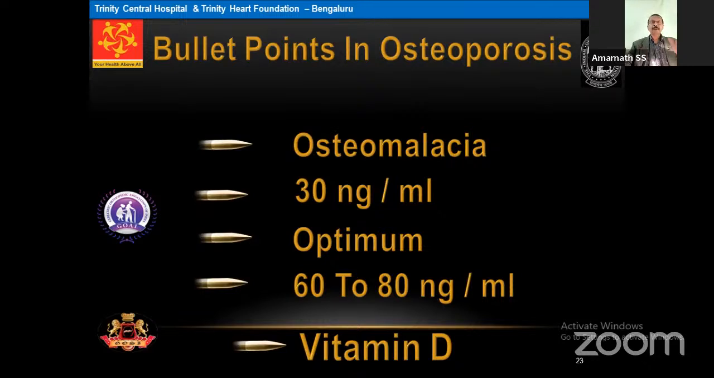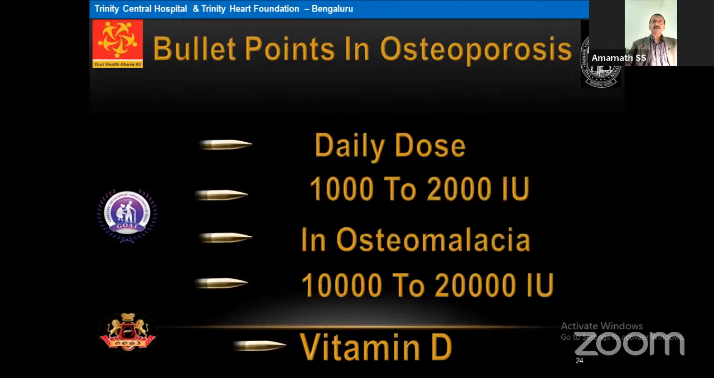Yes, people are not at 30. They're all at 10, 15, 5, 6. Some of them are not even recordable. So that is the biggest thing. And I maintain, and with the research, we have seen optimum level to be maintained at around 60 to 80 nanogram. 100 above, naturally we don't want to go there. So keep that in mind. And this is the biggest, questionable, debatable, and go on. 1,000 to 2,000 international units per day recommendation.